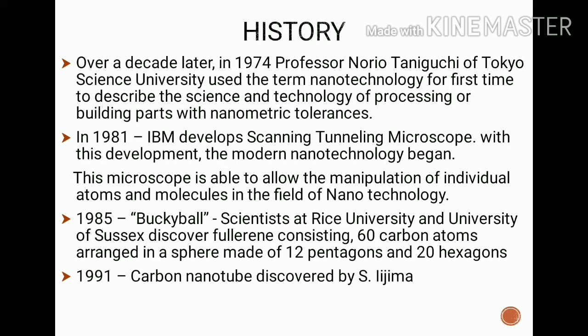In 1985, scientists at Rice University and University of Sussex discovered the fullerenes, also called buckyballs, which consist of 60 carbon atoms arranged in a sphere made up of 12 pentagons and 20 hexagons. It looks like a soccer ball. In 1991, the carbon nanotube was discovered by S. Iijima.